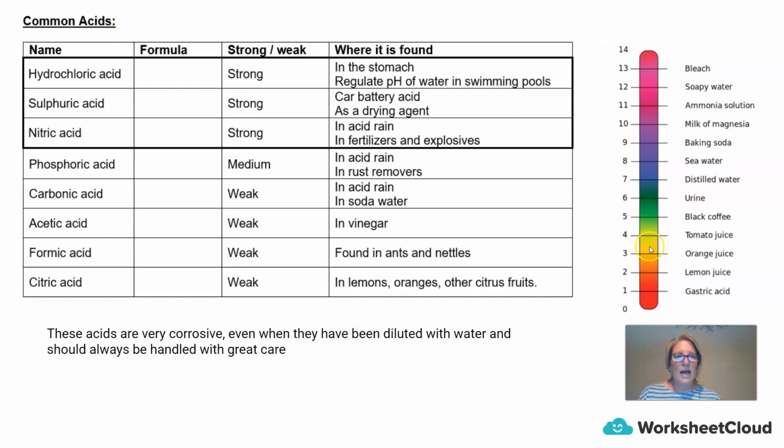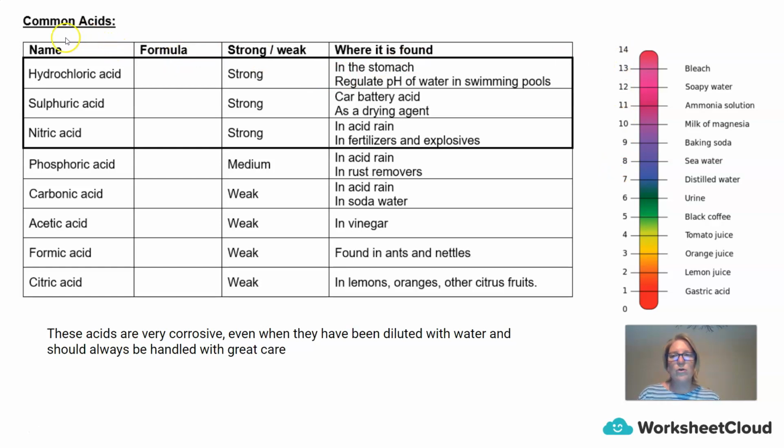So if we have a look at our pH scale, it goes from 0 to 14. Acids we find at a pH of 0 to 6. Remember, neutral, which is pH 7, represents distilled water, and bases or alkali solutions go from 8 to 14.